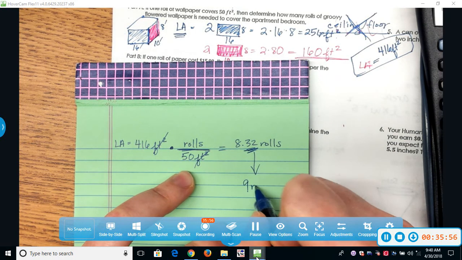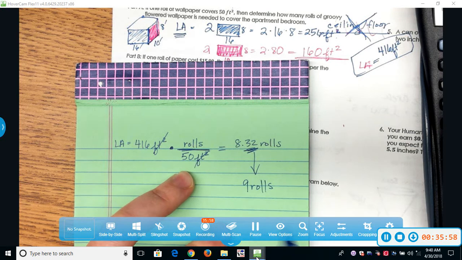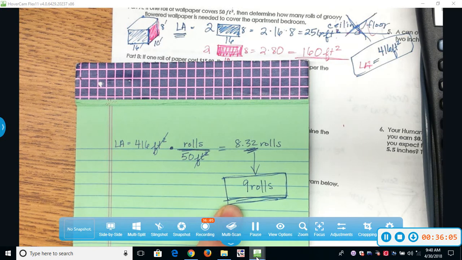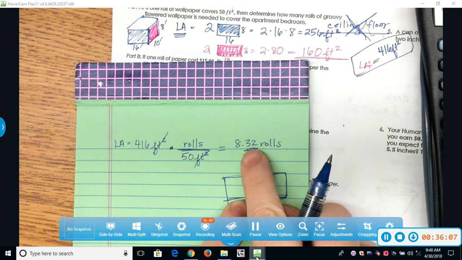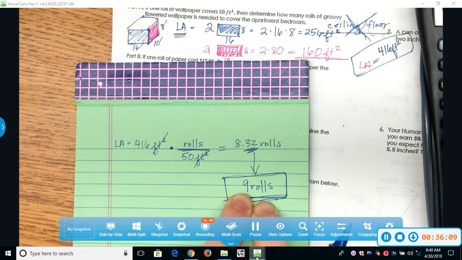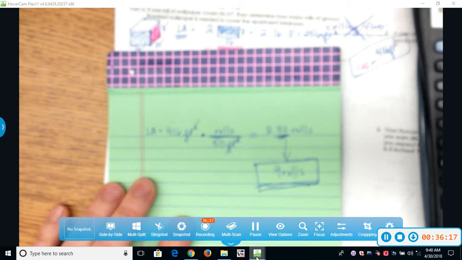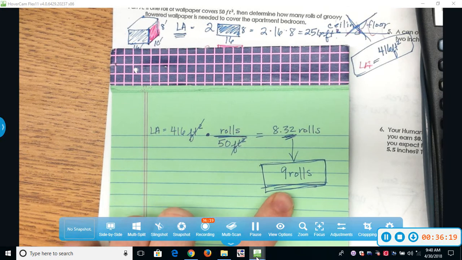9. Am I getting obnoxious yet on the hitting on the common sense thing? All right. So it's working. So, common sense. I can't buy 0.32 rolls. I have to buy 9 whole rolls. I can only purchase whole rolls. Keep that in mind. So really, that's your answer for part A. You have to buy 9 rolls.